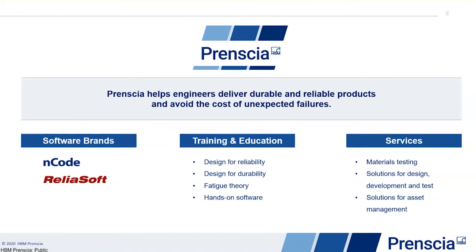Of course, we have the consulting wing, where OEMs and companies who are interested in solving their own problems find reasonable solutions. The other portion of the consulting is asset management, for oil and gas and chemical industries. So we have a software branch, training and education, and consulting services. This is a one-stop solution for reliability and durability under the HBM Prenscia brand.